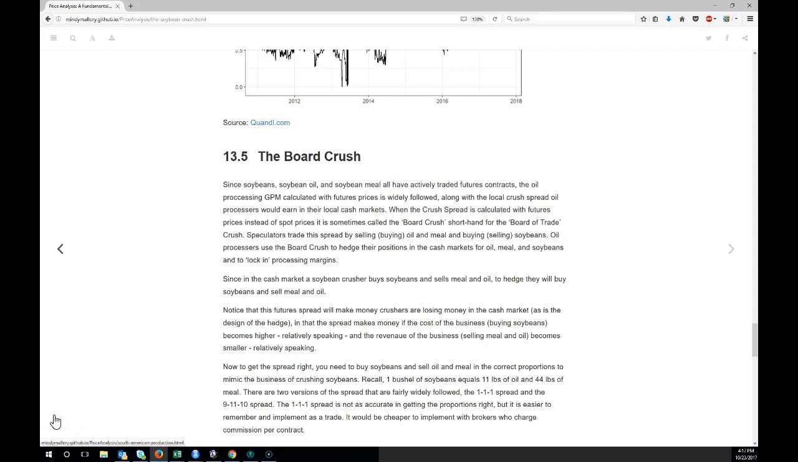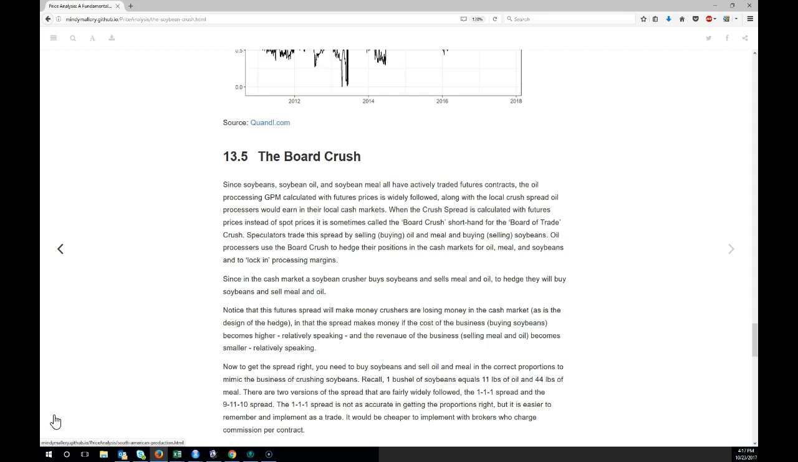Now the tricky thing about hedging this business is that to get your hedge spread right, you need to buy soybeans and sell oil and meal in the right proportions to mimic the business of crushing soybeans. So, going back to the proportions, remember that 1 bushel of soybeans equals roughly 11 pounds of oil and 44 pounds of meal.